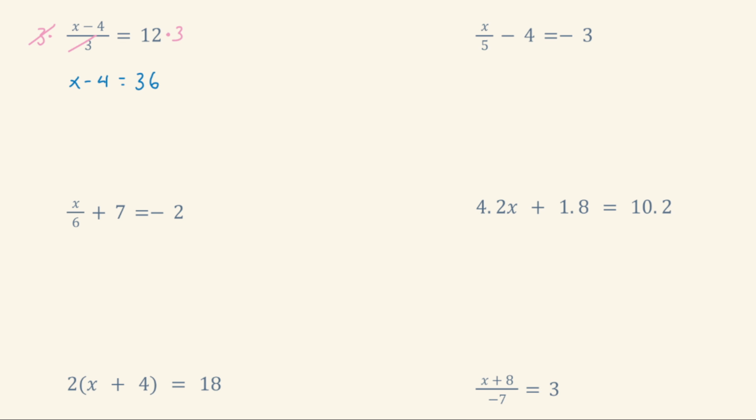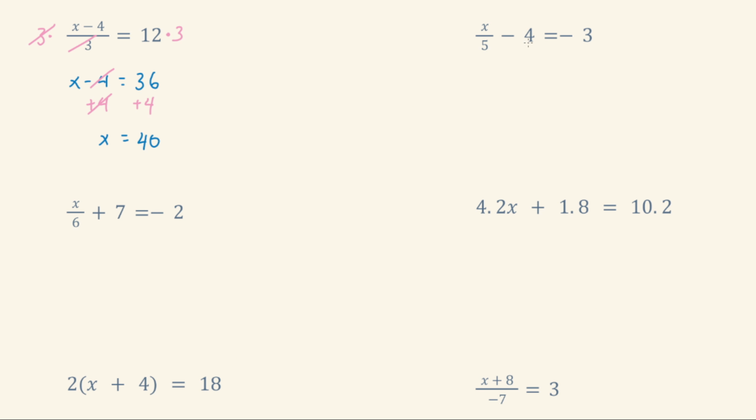And now, to get rid of that minus 4, we're going to add 4. We're going to add 4. So these two 4's are going to go away because minus 4 plus 4 is 0. All I'm left with on the left then is x equals, and on the right side I have 36 plus 4, that is 40. Okay?